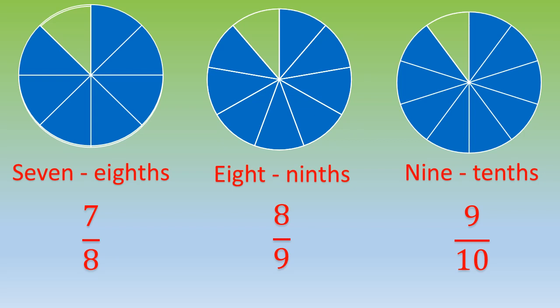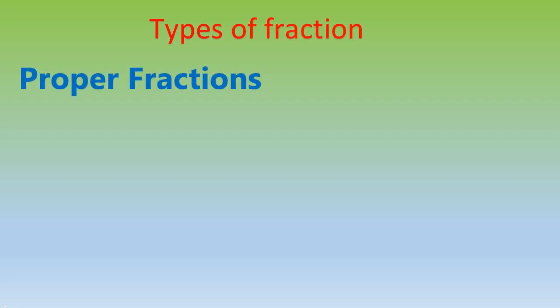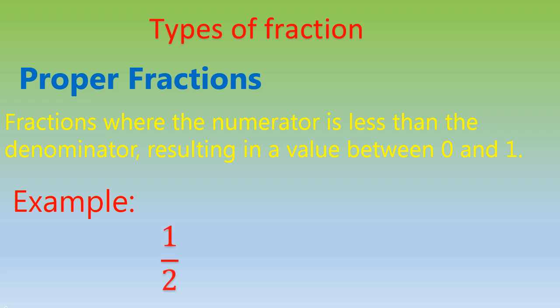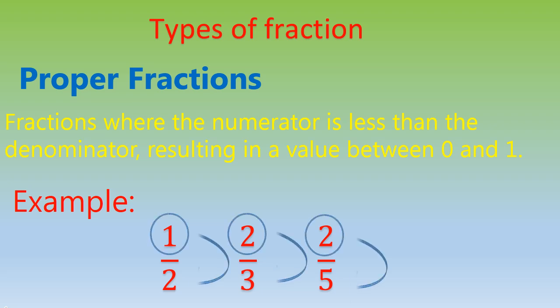We are now moving to another segment, which is types of fractions. In this segment, we will learn the types of fractions. First we have proper fractions, which are fractions where the numerator is less than the denominator, resulting in a value between 0 and 1. For example, 1/2, 2/3, 2/5. Here all the fractions have the numerator less than the denominator, and we can say that these are proper fractions.